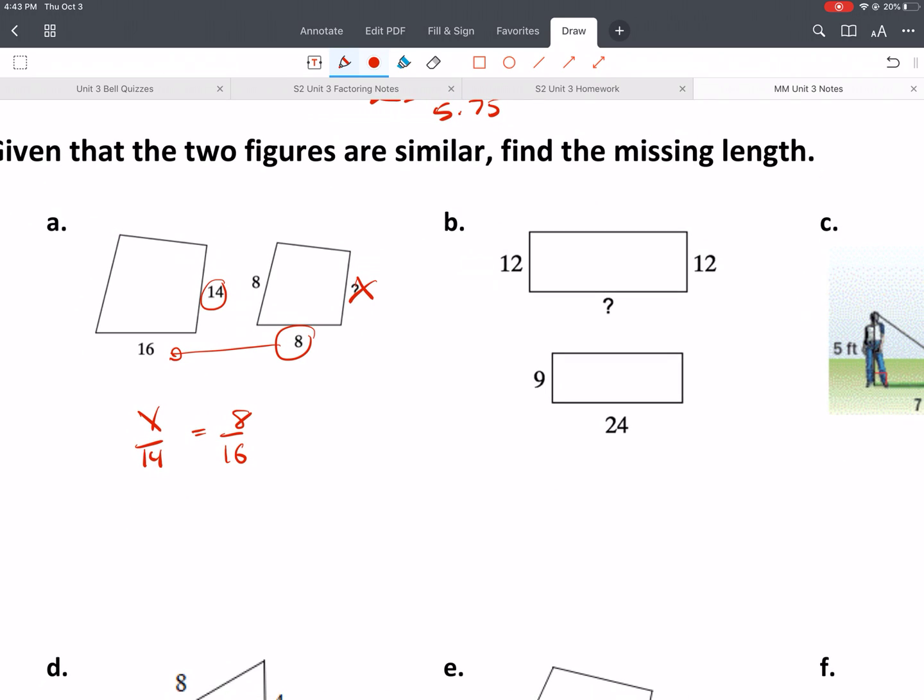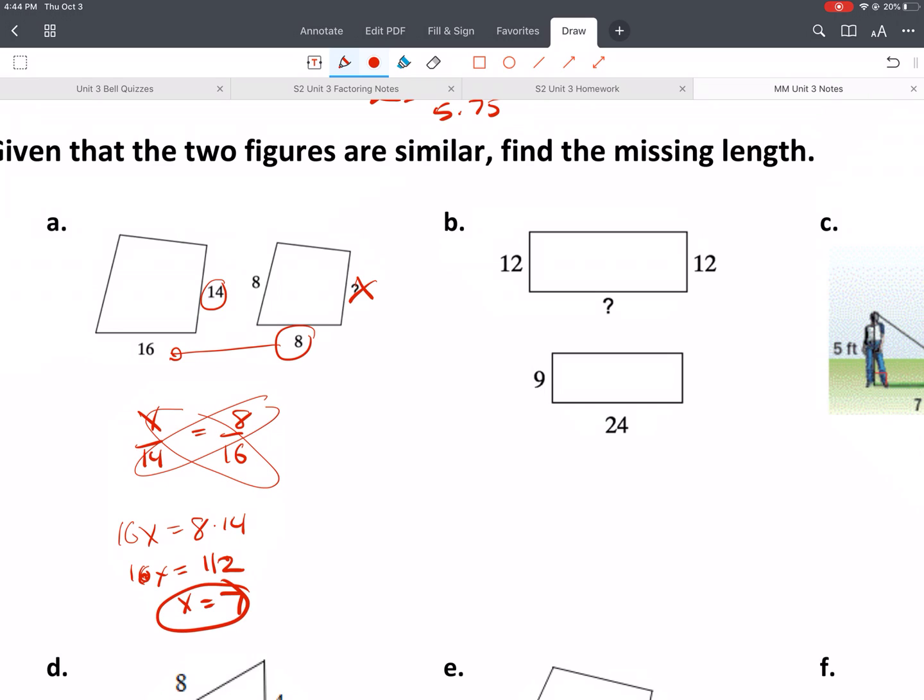All right? And you know how to do that already, so cross multiply, solve. Let's just do it. So we get 16x is equal to 8 times 14. 8 times 14 is 112. And then we would divide both sides by 16. That would give us x equals 7. Okay?